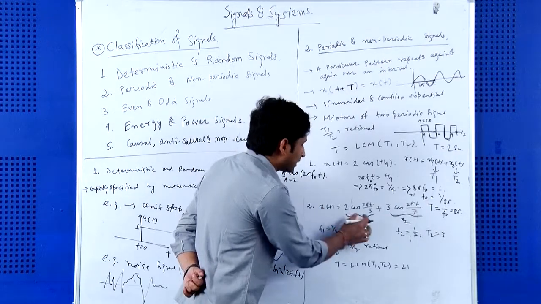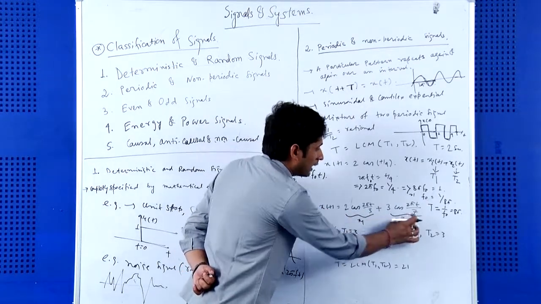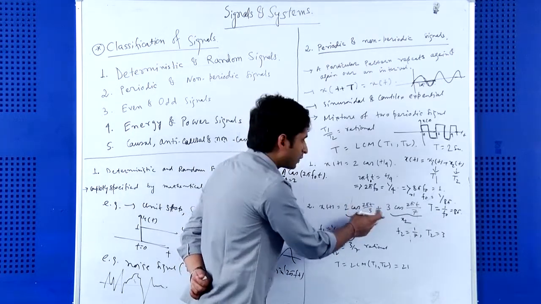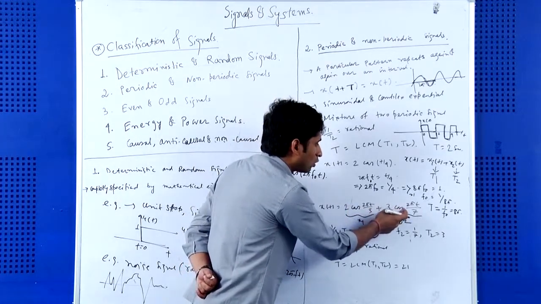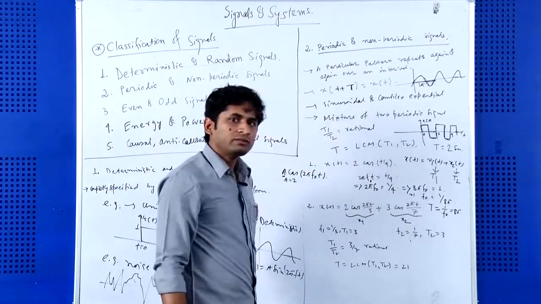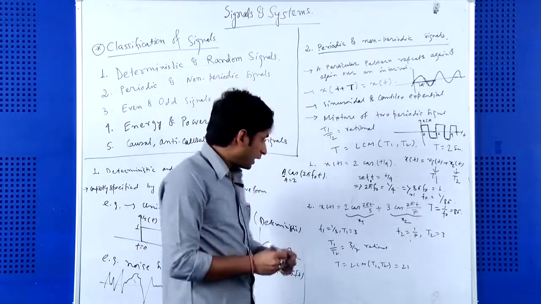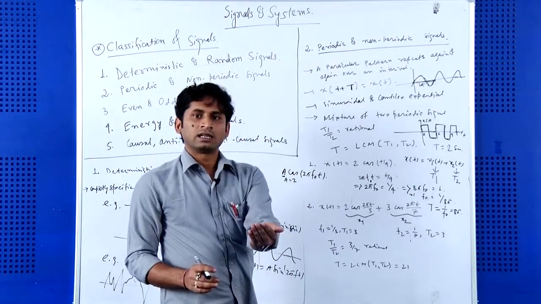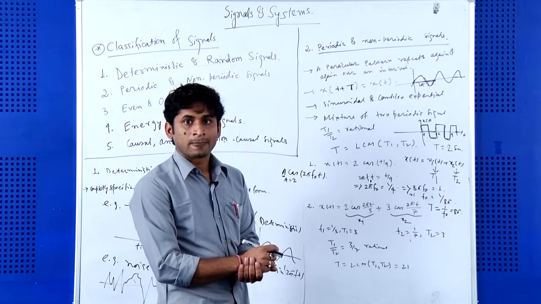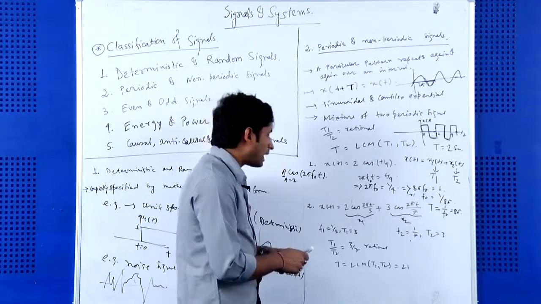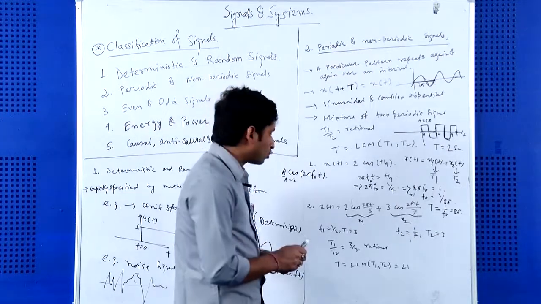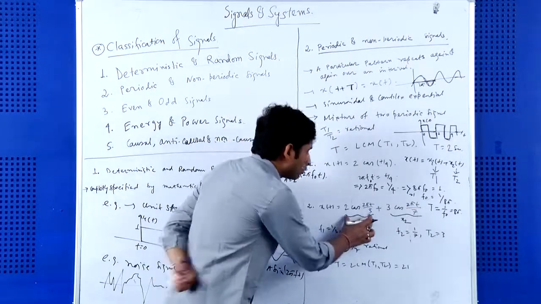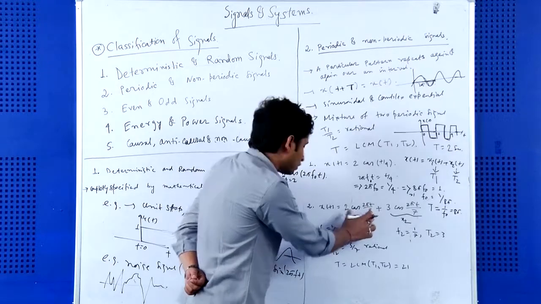So x(t) is a combination of x1 and x2, where x1 is 2 cos(2 pi t/3) and x2 is 3 cos(2 pi t/7). We have to check whether this signal is periodic, and if it is periodic, what the fundamental time period is. Our first duty is to find the fundamental time period of the individual parts. First we find the fundamental time period of x1.